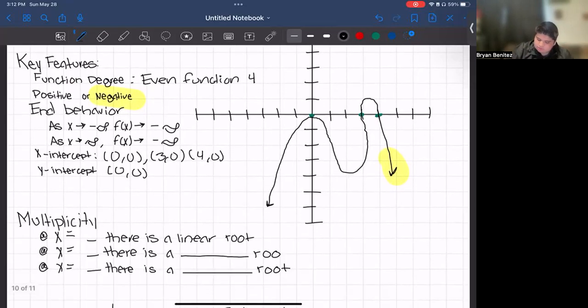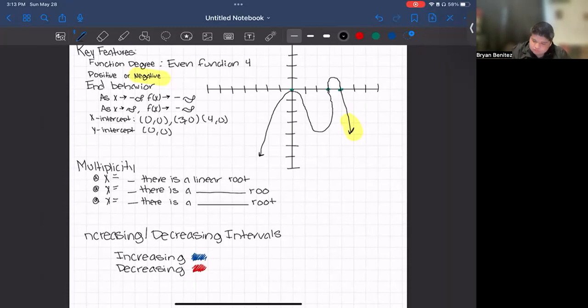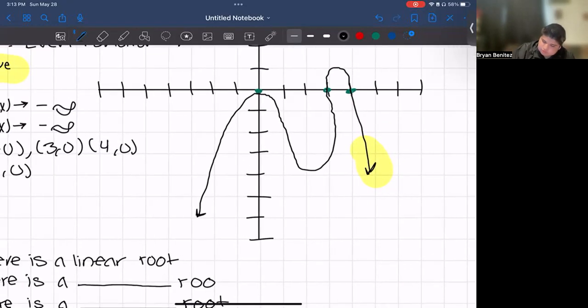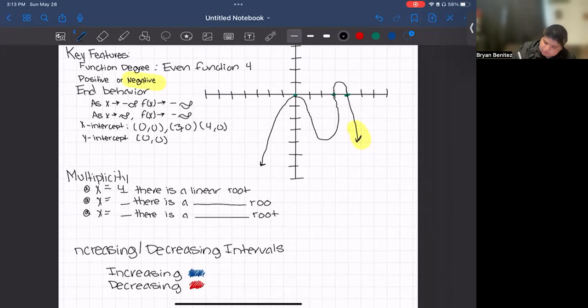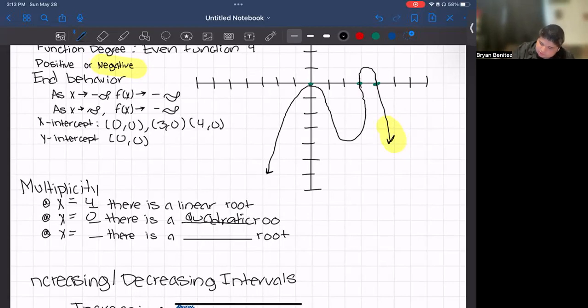And then for multiplicity, we can see that there is a linear root on 4. We could put x equals 4, and there's a linear root. And then we could see that there is a quadratic root on 0. So we can put x equals 0, and there is a quadratic root. And then we can see that there is also another linear root on 3 because it's going straight. We put 3, there is a linear root.